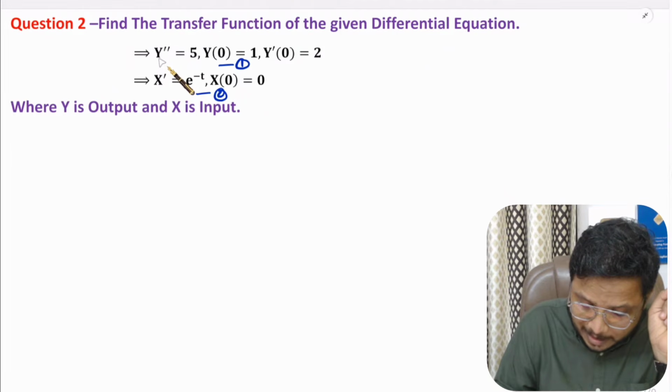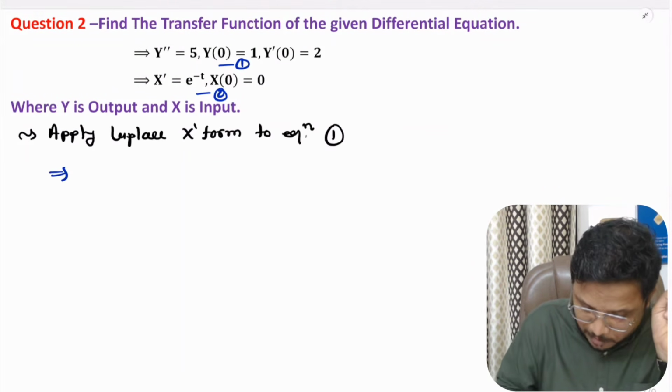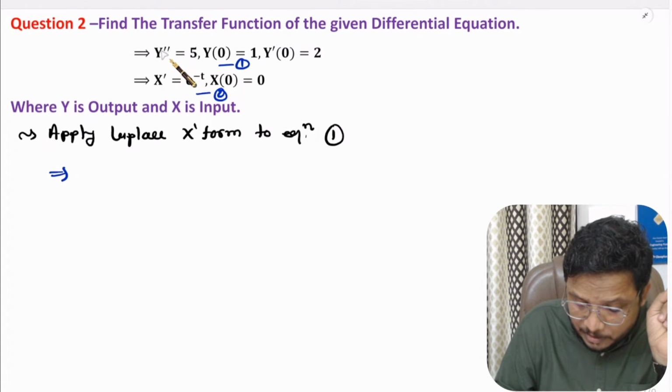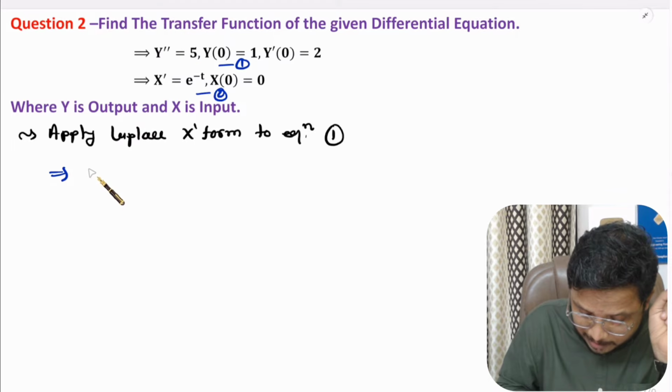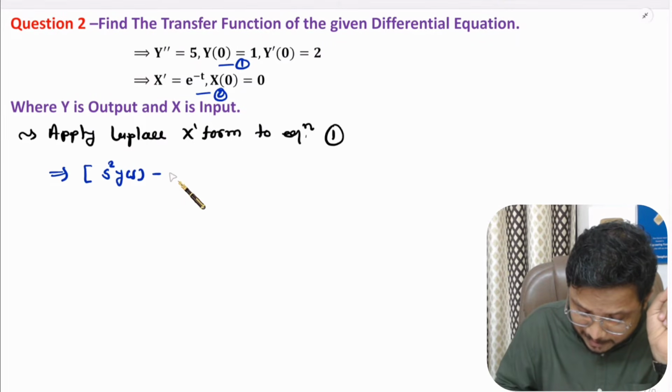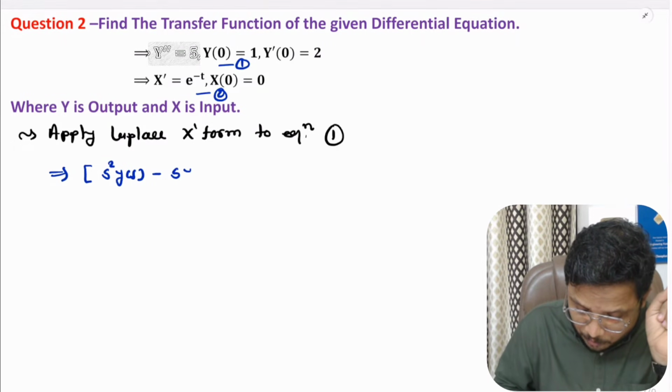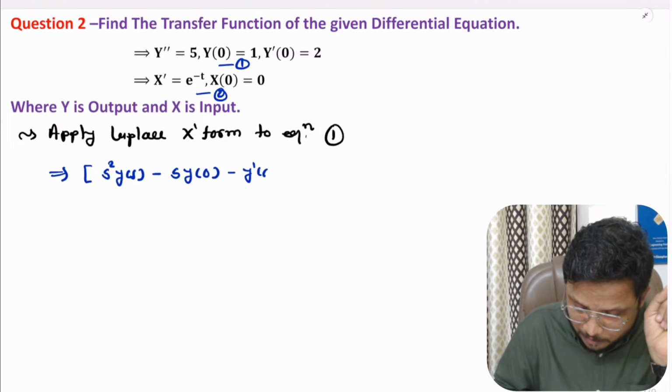So here what I'll do is apply Laplace transform to equation 1. See, here we have double differentiation of y with respect to time. So one should know the Laplace transform of double differentiation, that is s square into Y of s minus s into y of 0 minus y dash of 0, right? That is what?